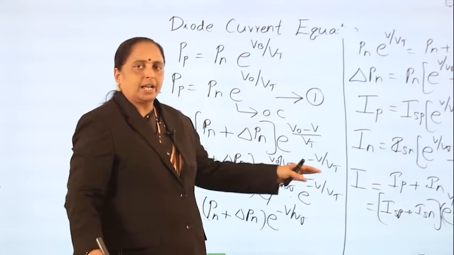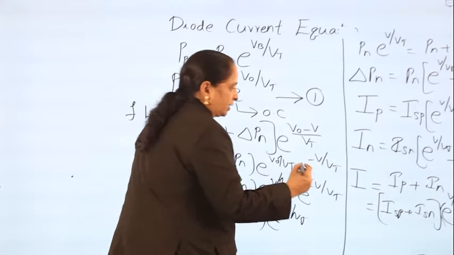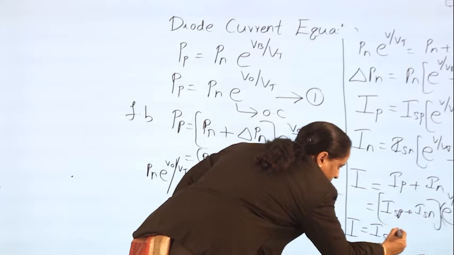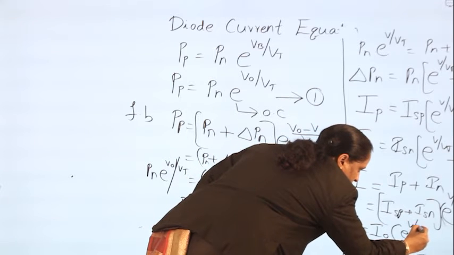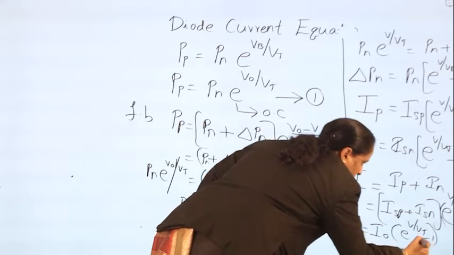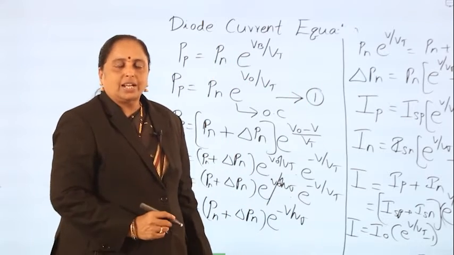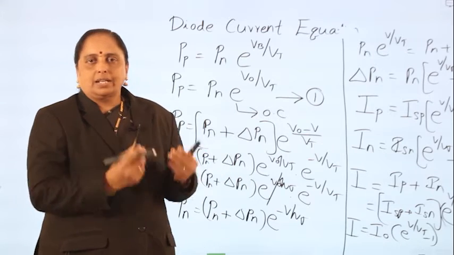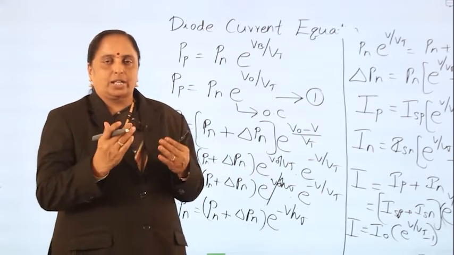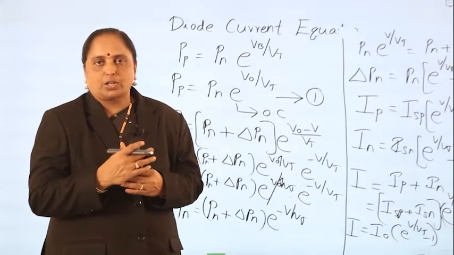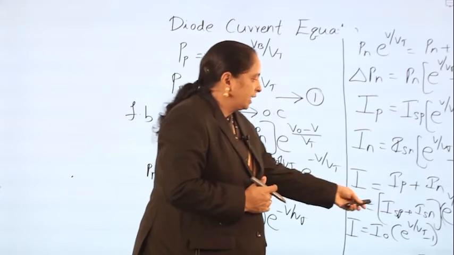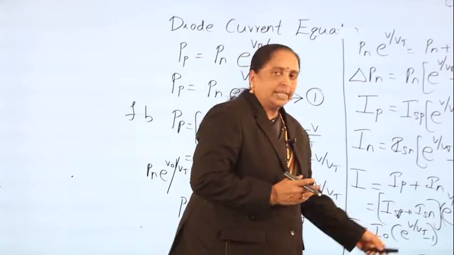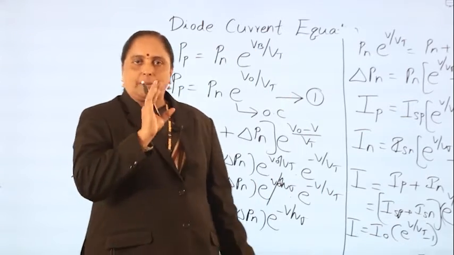This ISP and ISN we can combine and take a new term, that is, I is equal to I naught into e power V by Vt minus 1. So this is known as the diode current equation. Here I is known as the diode current, I naught is known as the saturation current, which is the resultant current due to both diffused electron and hole currents, and V is the applied voltage, the forward voltage, whatever voltage you are applying to the diode. Vt is known as the volt equivalent of temperature.